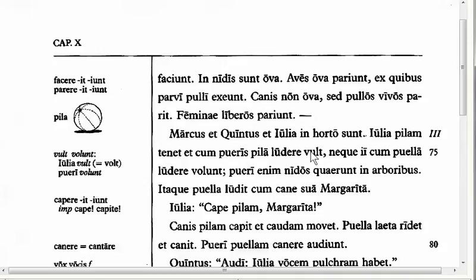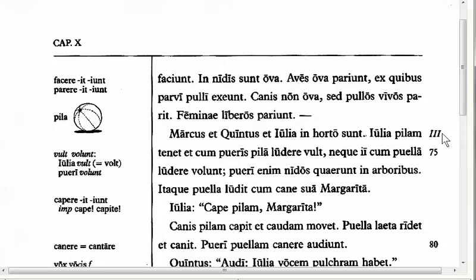When you see vult and volunt, you expect to have an infinitive with them, and the infinitive complements or goes with that verb. You also see that with audet, dares. He dares, you expect to, dares to do what, or they dare, audent, to do what.